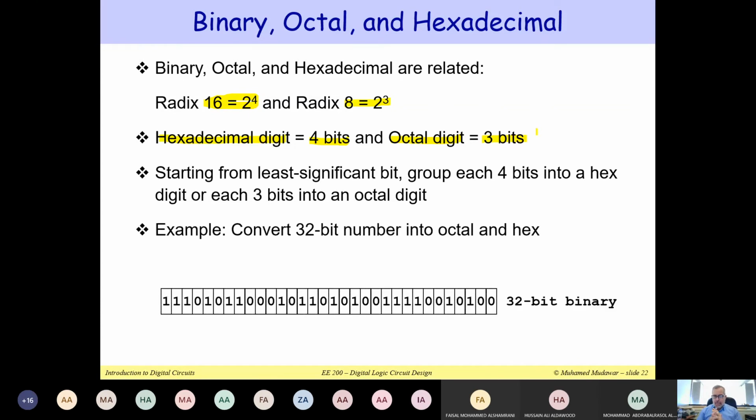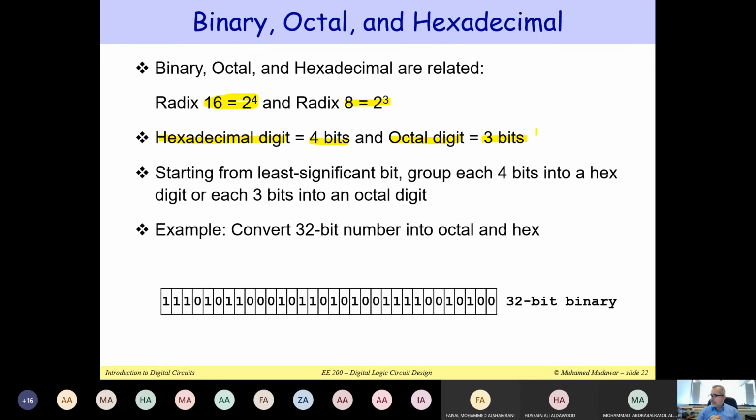Here's an example. Suppose I have this 32-bit binary number. So this number consists of 32 bits. I selected these bits randomly. Some of them are 1, some of them are zeros. This is just one number in binary. It consists of 32 bits. How do I convert this number to octal?